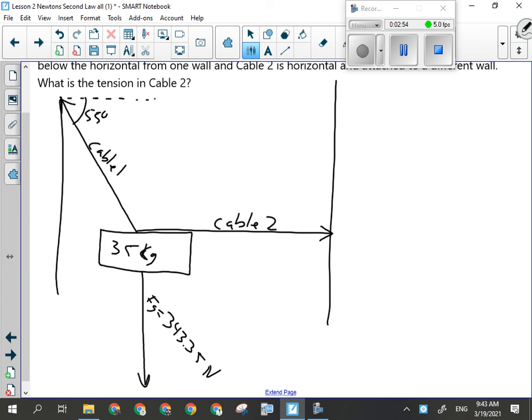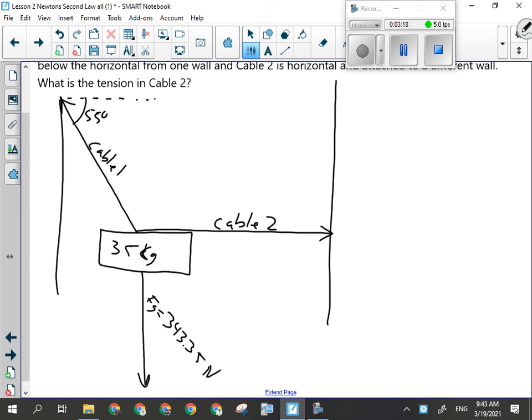Can I guess how to do it? Since the sign's not moving, if you had a cable going directly this way, it would have to equal cable 2, so you would put the 343.35 going straight up and draw a triangle, and then do cos 55 times that number. Yep.